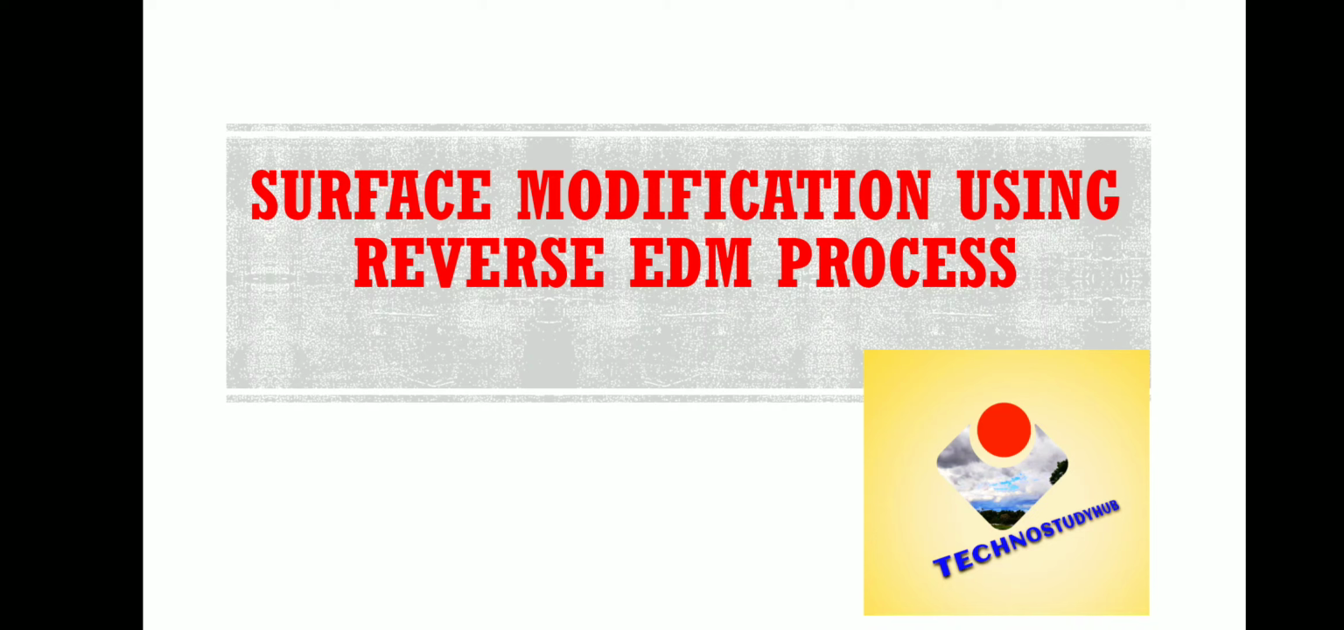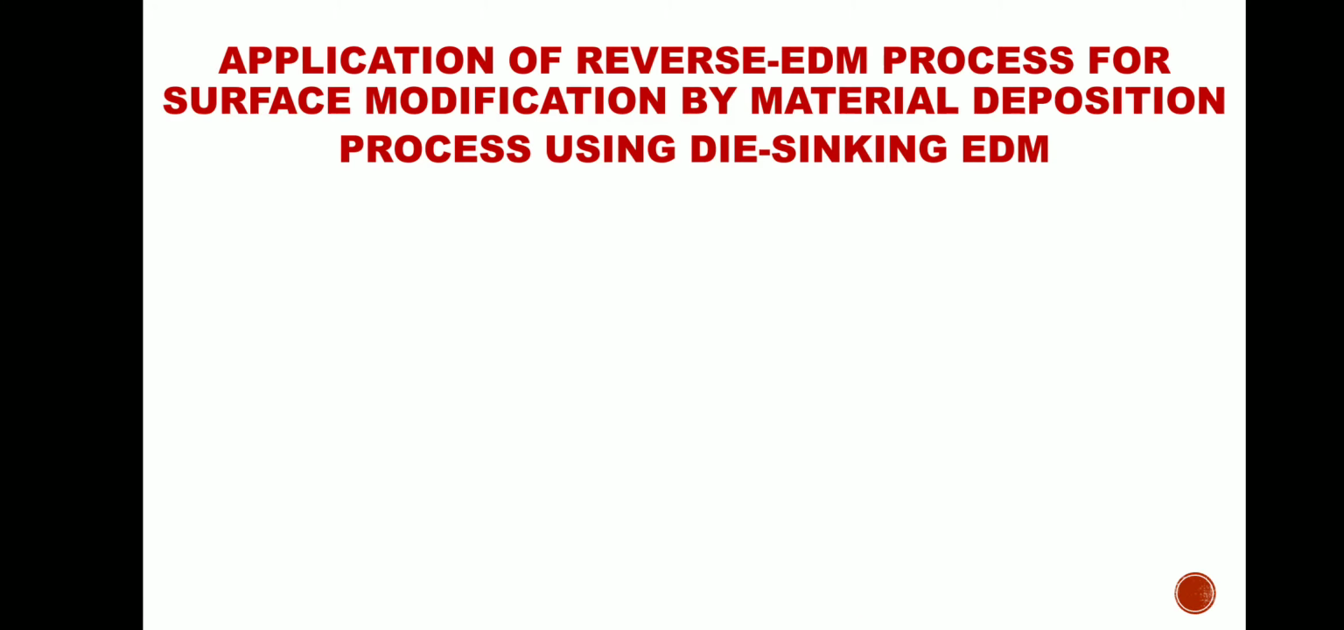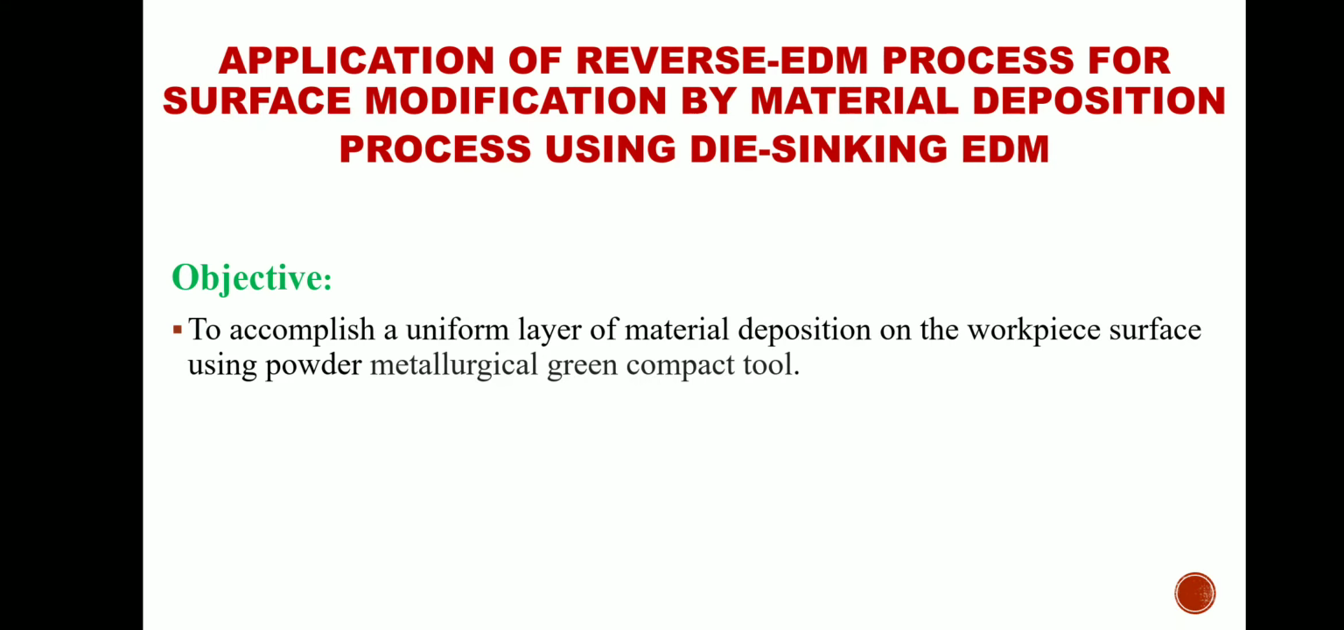Hello students, in this video I will discuss a lab experiment on the topic application of reverse EDM process for surface modification by material deposition process using die sinking EDM. To accomplish this, the objective will be to generate a uniform layer of material deposition on the workpiece surface using powder metallurgical green compact tool.